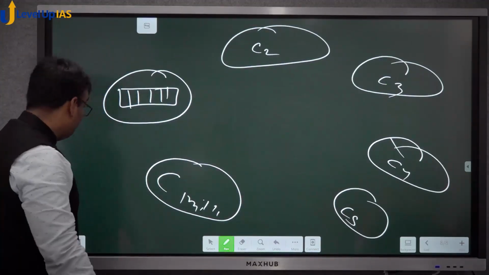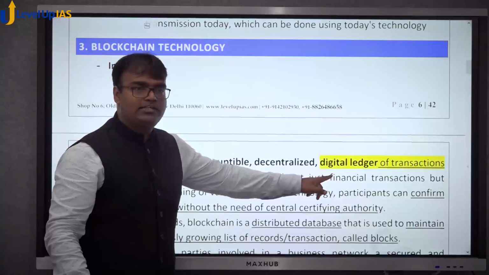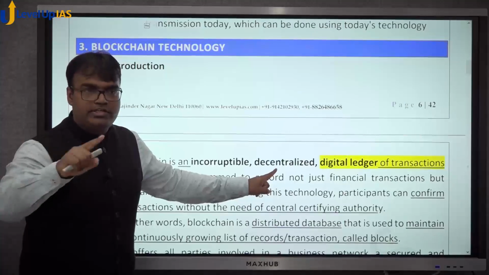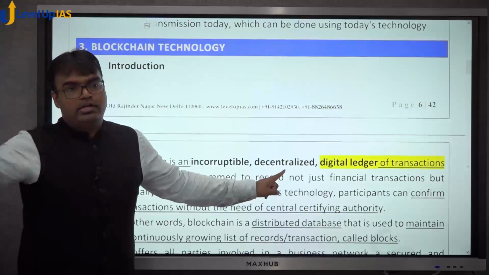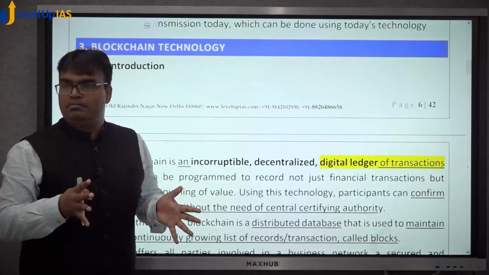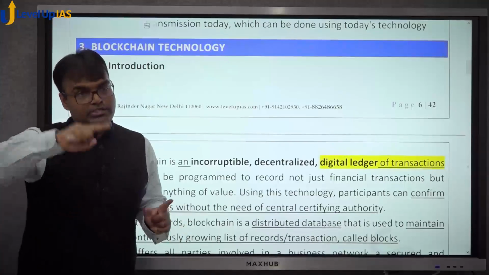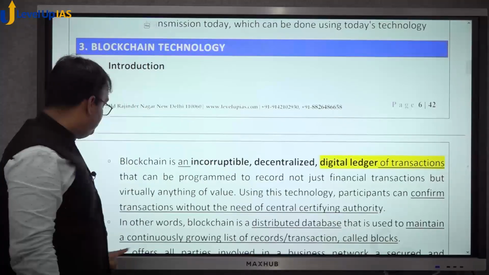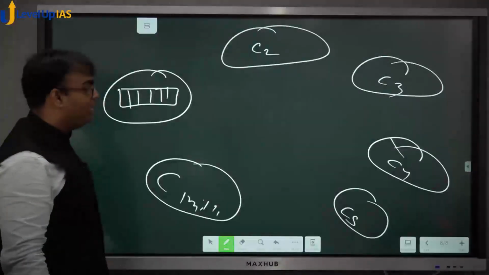Now you come back to the adjectives. It's a digital ledger, that is understood, it is digital. It's decentralized. Did you understand decentralized? The same information is stored, there's no centralized place which is controlling the information. The same information is there in all the systems, and it's incorruptible. Let's understand the principle of incorruptibility.